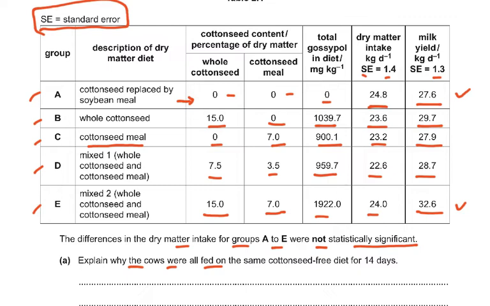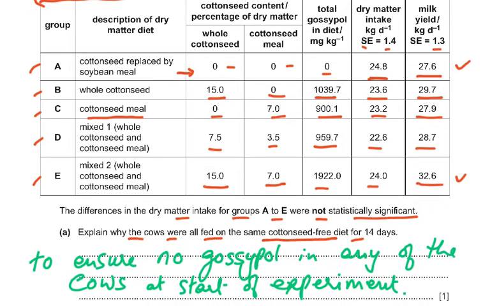Explain why the cows are all fed on the same cottonseed free diet for 14 days. Why did we feed them on a cottonseed free diet? You ensured that there was no Gossypol in any of the cows beforehand, before we started the experiment. So we must standardize it first, because if you were giving them Gossypol, then maybe you were giving some less or some more. So to ensure that there was no Gossypol in any of the cows, the idea was feeding on the same diet, standardize the cows at the start of the experiment so that it's a fair test. That none of them were getting that for the 14 days to ensure no Gossypol in any of the cows at the start of the experiment.